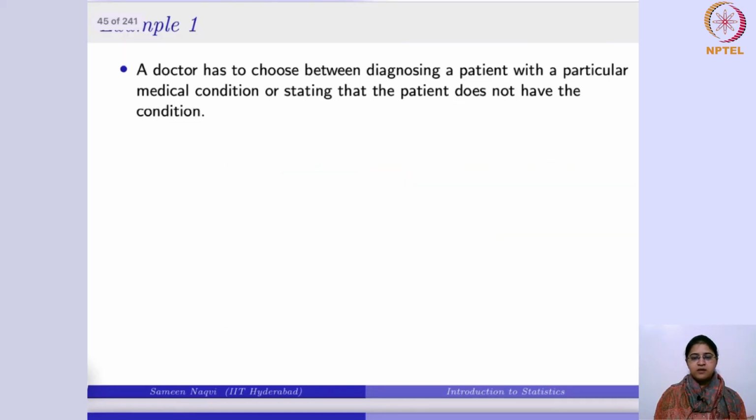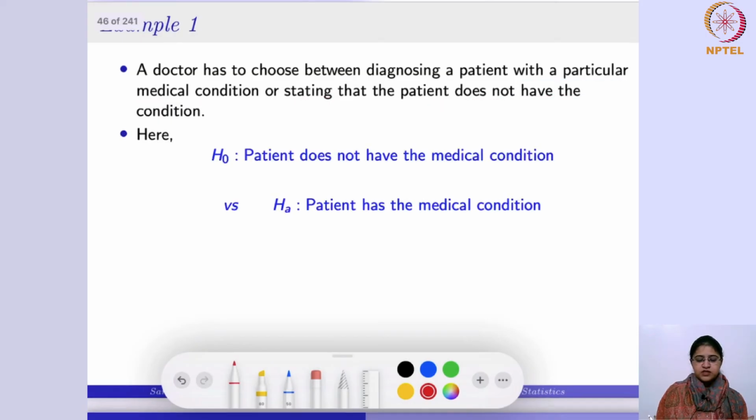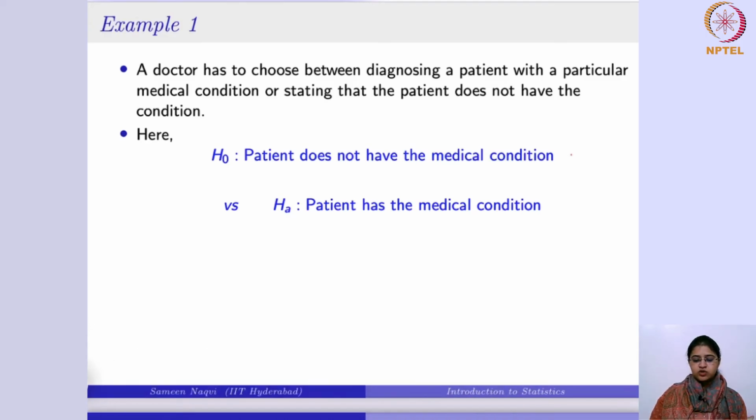Now let us consider some examples in order to understand this. Suppose a doctor has to choose between diagnosing a patient with a particular medical condition or stating that the patient does not have that condition. So basically he has two hypotheses. The null hypothesis would be that the patient does not have the medical condition, versus the alternative that the patient has that medical condition.